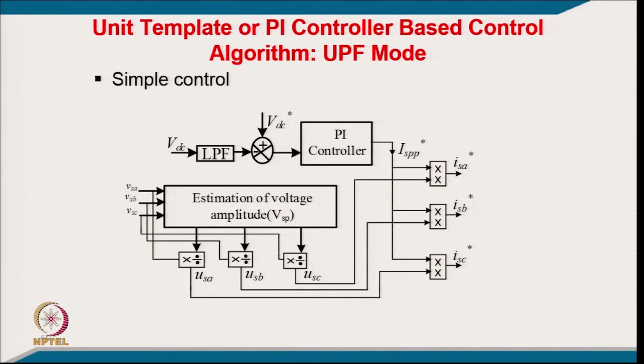Of course, in a 3-wire system we only sense the 2 line voltages, and we pass them through a band pass filter, then convert to 3-phase voltages, and from the 3-phase voltages we calculate the amplitude from the positive sequence voltage virtually. We calculate the amplitude and then we calculate the template.